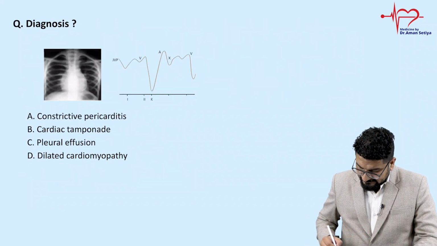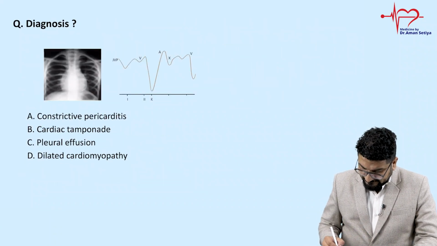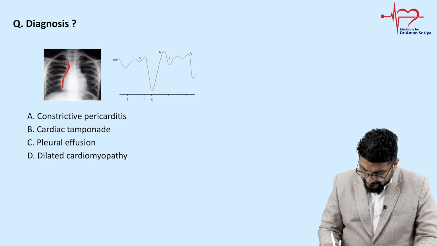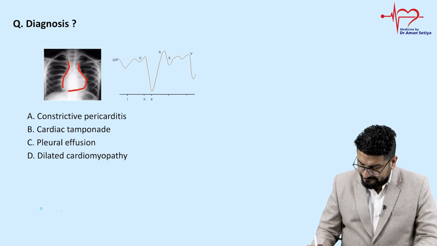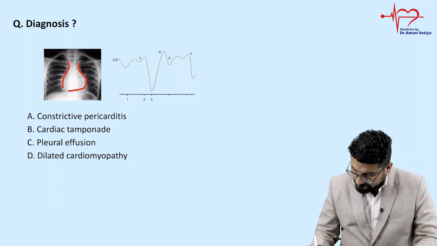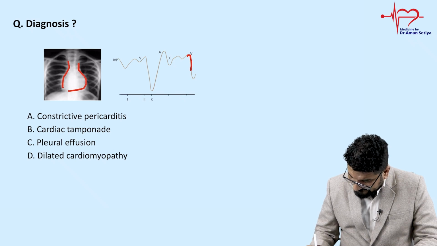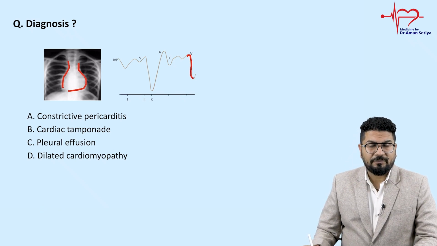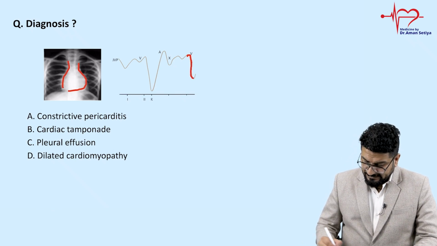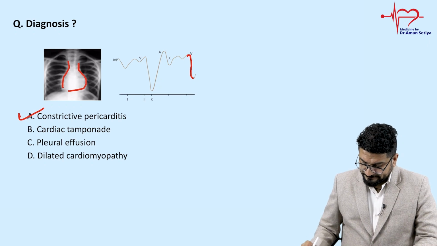Okay, what you can see in this, there is little cardiomegaly. Then you can notice there will be a prominent JVP wave, if you see the V wave, A, X, Y. So prominent Y descent is there. Where do we see prominent Y descent? PATEX, remember? Pericarditis will have prominent Y descent.